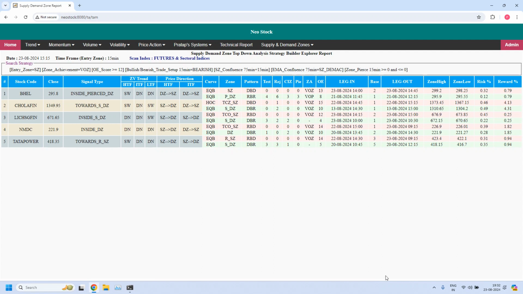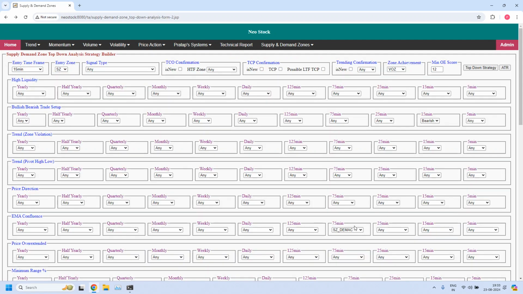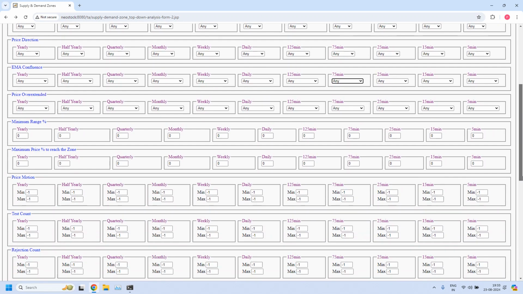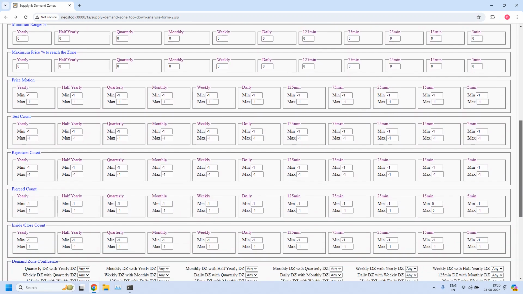Let us look into another high probability setup, daily and EMA. But before that, first let us look into LTF, ITF and HTF confluence, that is 15 minutes, 75 minutes and daily supply zone confluence. For that, first let me remove this 75 minutes zone with daily EMA confluence. Now without any EMA confluence, we are looking for 15 minutes, 75 minutes and daily supply zone confluence.